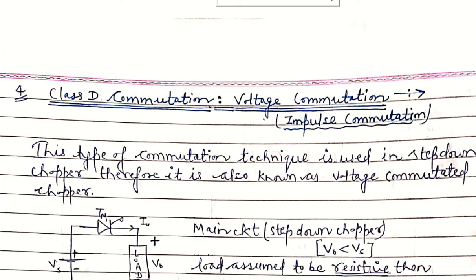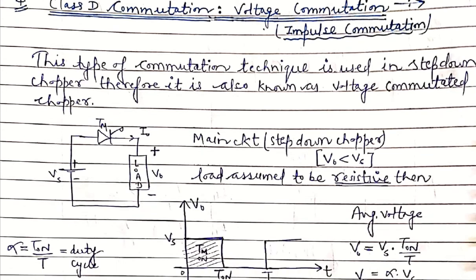In this technique we will see how we can make the thyristor be commutated. This type of commutation technique is used in a step down chopper, therefore it is also known as a voltage commutated chopper, because it commutates the thyristor by using the voltage magnitude. This is the basic topology of our step down chopper, in which the switch is made up of a thyristor, that is TM, the main thyristor. DC supply is applied to the chopper and the output is V0, which is DC in nature, and this is the main circuit.